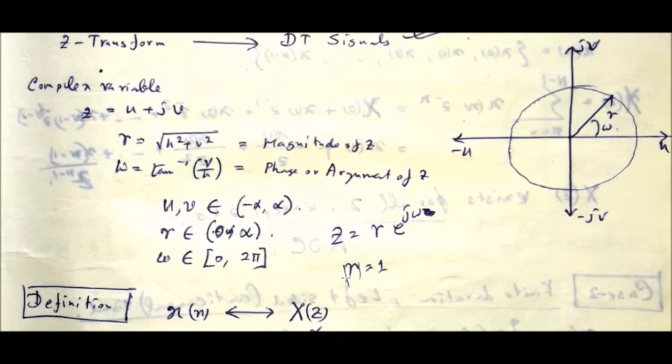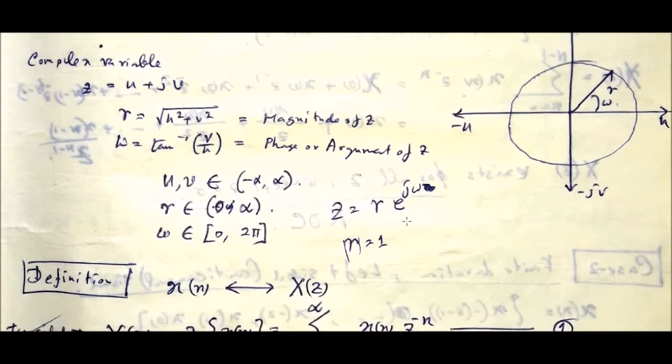Now, if we consider the normalized case, that means magnitude equal to 1, this is the unit circle, r equal to 1. Then this z is used for the z transformation. That means for the z transformation, z is equal to 1 multiplied by e to the power j omega, that is, z equal to e to the power j omega. It is the representative unit circle.